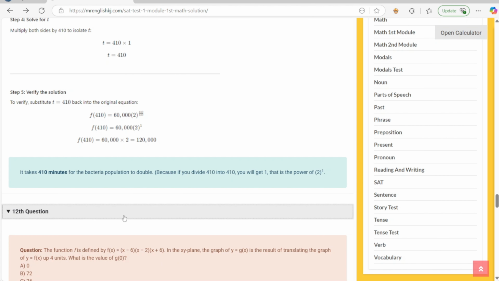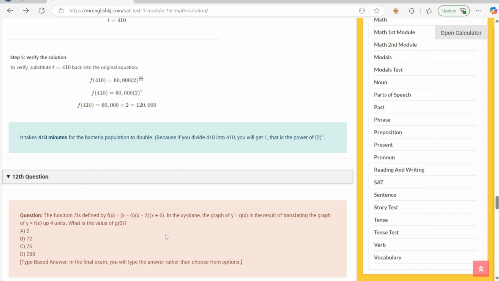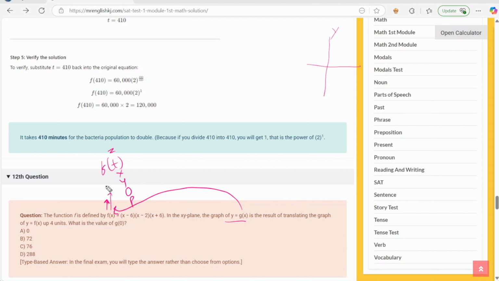Let's do 12. Now you see the question. The function f is defined by f(x) = (x − 6)(x − 2)(x + 6). In the xy-plane, the graph of y = g(x). g(x) is also like f(x), not completely similar, but it is the same. It doesn't matter if I use it in place of f(x), as I told you, I think in the first video maybe. It doesn't matter if it is z, x, y, o, p, or if it is s, w, doesn't matter at all, as long as you understand the type. So y equals g(x) is the result of translating the graph of f(x) up 4 units.